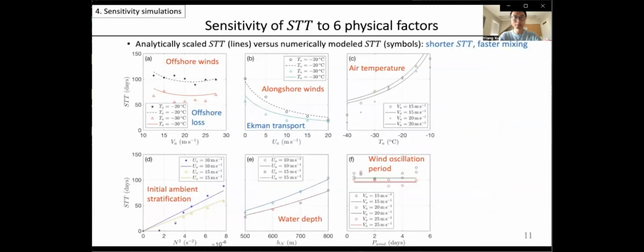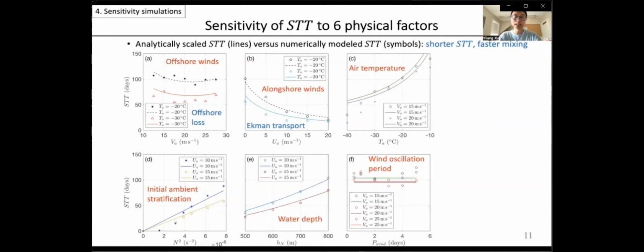Here, I have performed scientific simulations, and I have compiled the analytically scaled STT and numerically modeled STT. A shorter STT means faster mixing. I want to first highlight the wind effects in panel A and B, since they are very different from the previous studies. In panel A, when the offshore wind speed increases, STT does not change much.